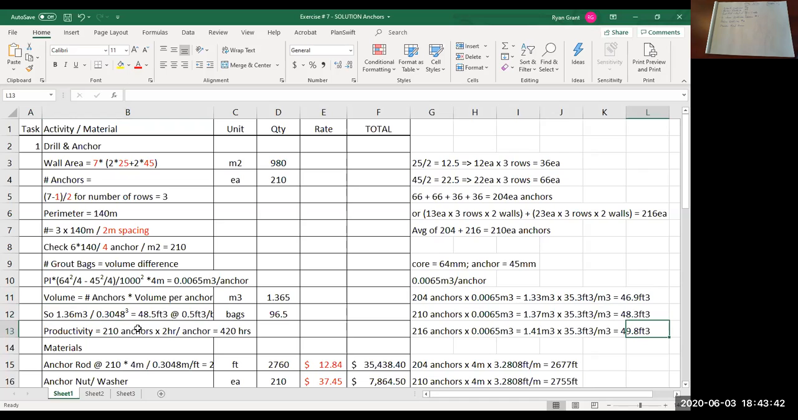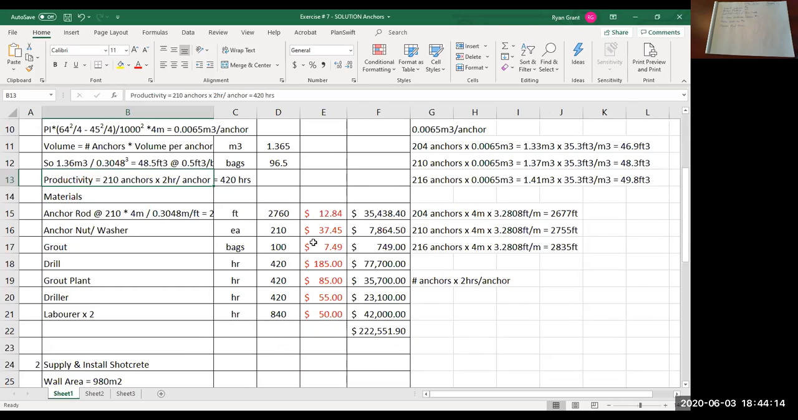Bags. So then your productivity. This relates to your crew cost. Again, depending on the number of anchors that you calculated, the question told you 2 hours per anchor. So depending on the number of anchors that you calculated, you would double it, multiply by 2 to get the total hours for your anchoring crew. So 210 anchors is 420 crew hours.